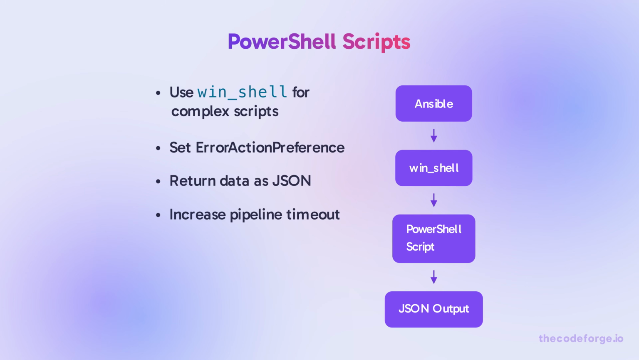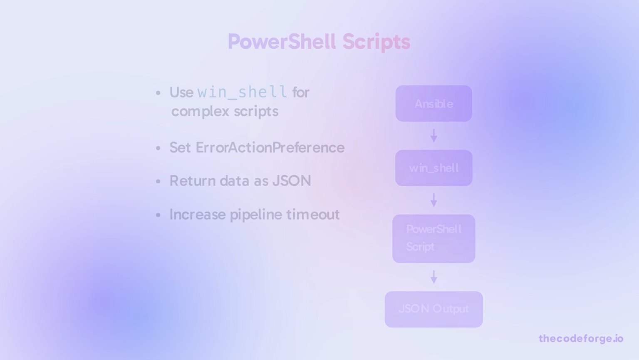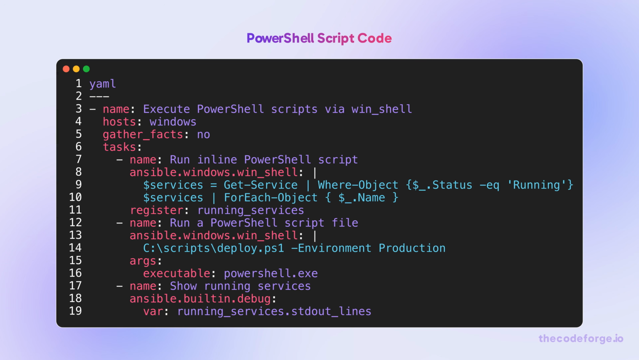For complex automation, write PowerShell scripts and execute them with win_shell. Always set ErrorActionPreference equals Stop, and return data as JSON for easy parsing. Increase ansible_winrm_pipeline_timeout_sec for long scripts. This playbook runs an inline PowerShell script to list running services, and also executes an external script file with arguments.